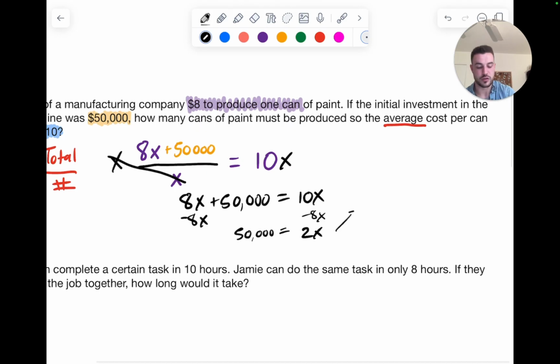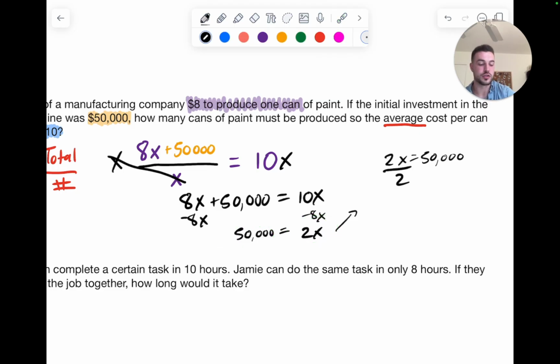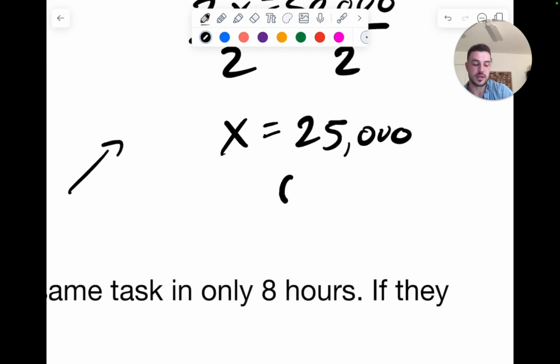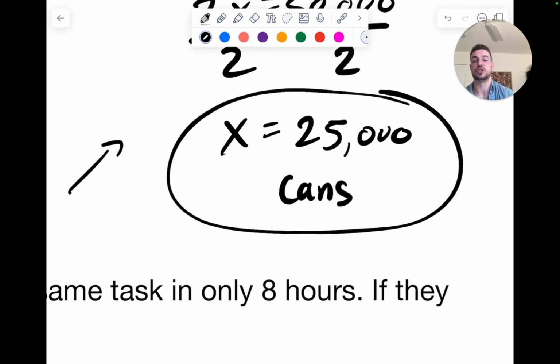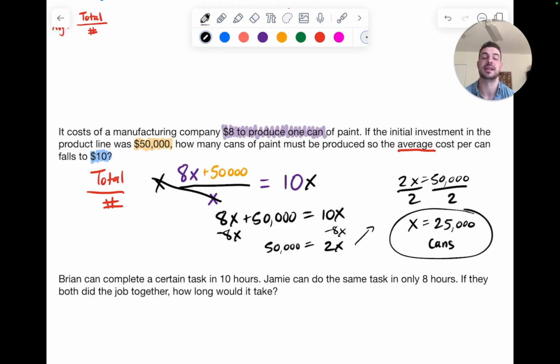And then I'll finish over here. 2X equals 50,000. I like my variables to be on the left side of my equal sign, and because these are equal to each other, you can flip-flop places. So I'm going to isolate that variable, divide by 2, and I get x equals 25,000. Now we need to remember what we're talking about. The question says how many cans, so the answer of 25,000 needs to be in the correct unit, which is cans. So if we sell 25,000 cans, that will bring the average cost down to $10 per can.